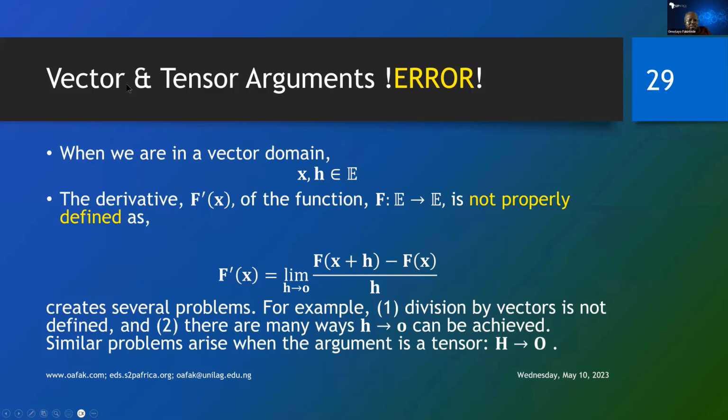Vector and tensor arguments. This page is all error. So everything on this page is wrong. So don't just quote it because it's error. I'm just trying to tell you what not to do.